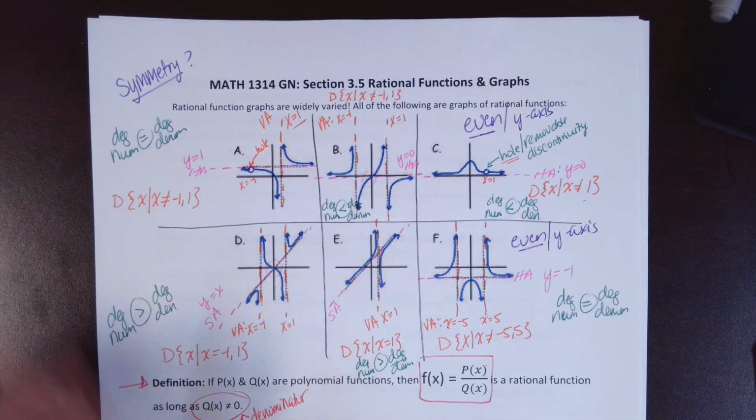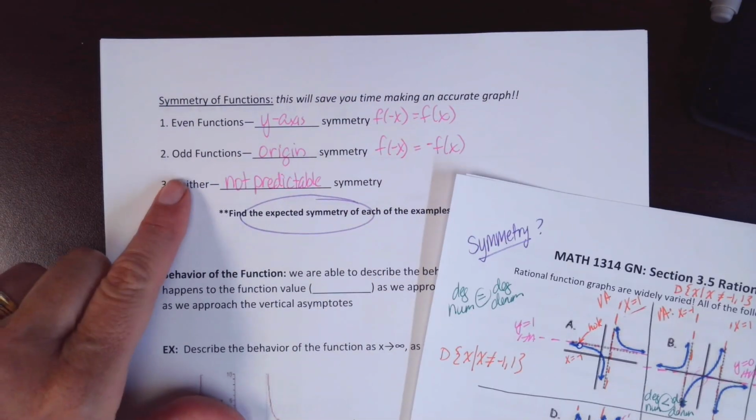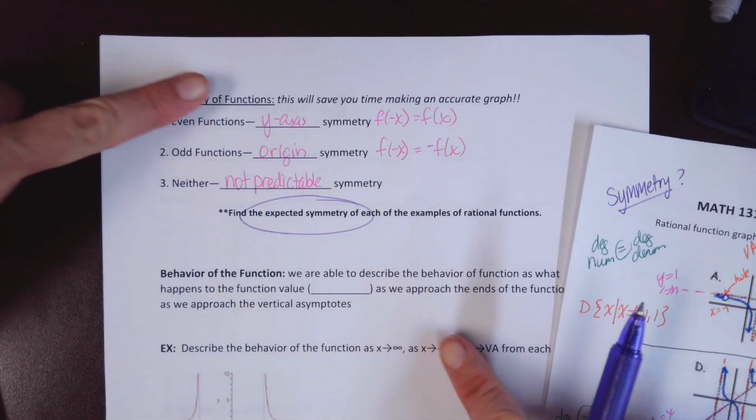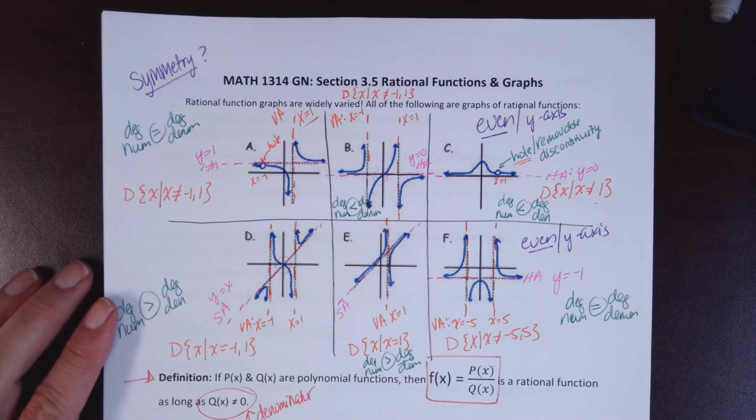All right, our next symmetry choice is for odd functions. Odd functions have origin symmetry, one up, one down. So take a look at this. Do you see functions that are centered on the origin? Now that's the key. Are they centered on the origin and then one side up, one side down?